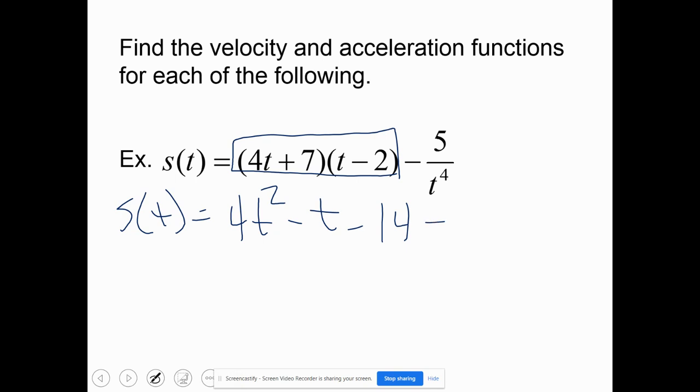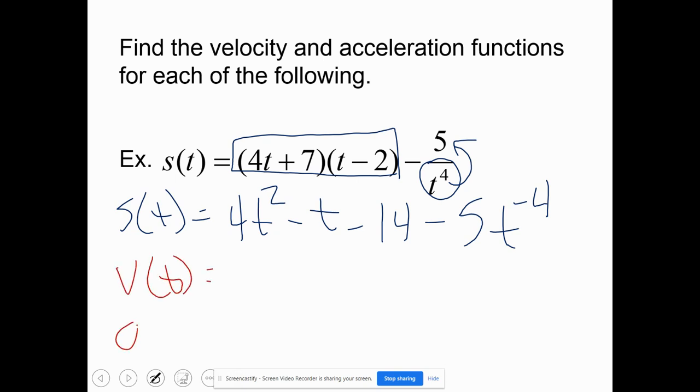Take away, and in this last term, I also can't take the derivative yet, so I'm going to bring my t to the 4th up above and make this 5t to the negative 4. All right, so now it's in a form where I can take the derivative. I can't leave it in the bottom if I want the derivative. Okay, velocity, acceleration. Take a minute, do your two derivatives for me. Again, you might want to pause this because I'm going to go ahead and put up my answers.